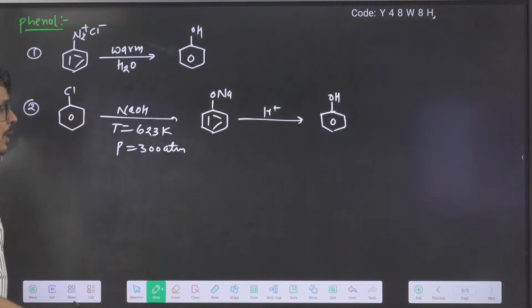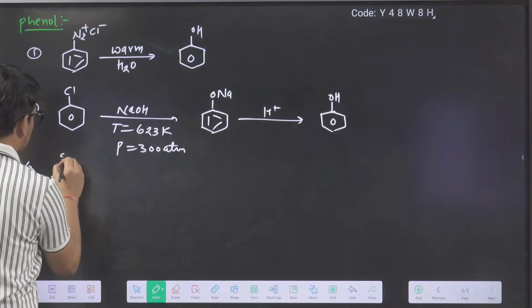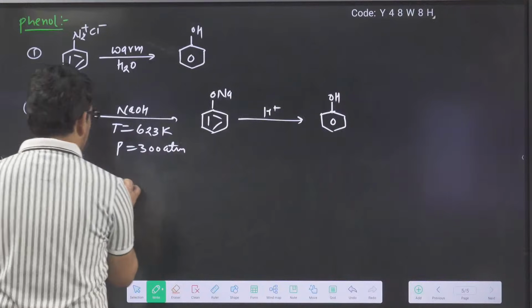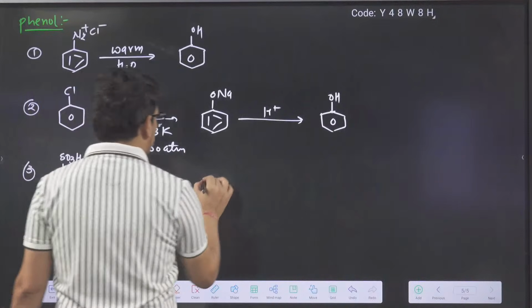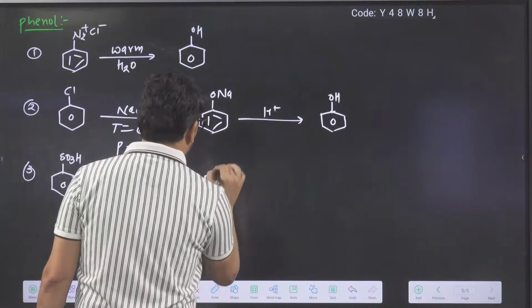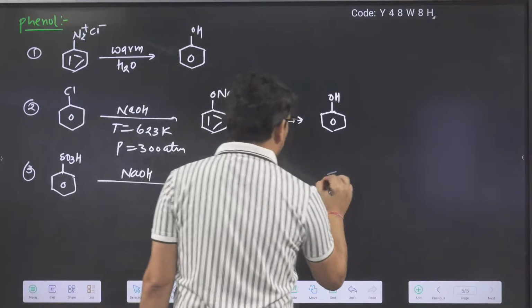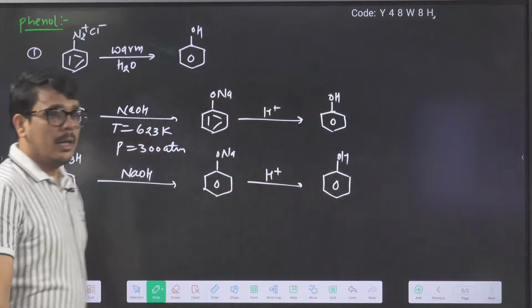Clear, yes or no? Now, if I use benzene sulfonic acid here, this also reacts with NaOH. Same thing here: first you get phenoxide ion, and then after acidification this is converted again to phenol.